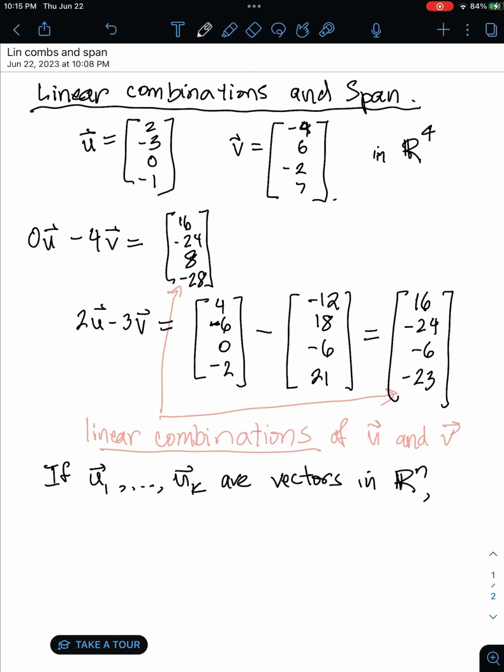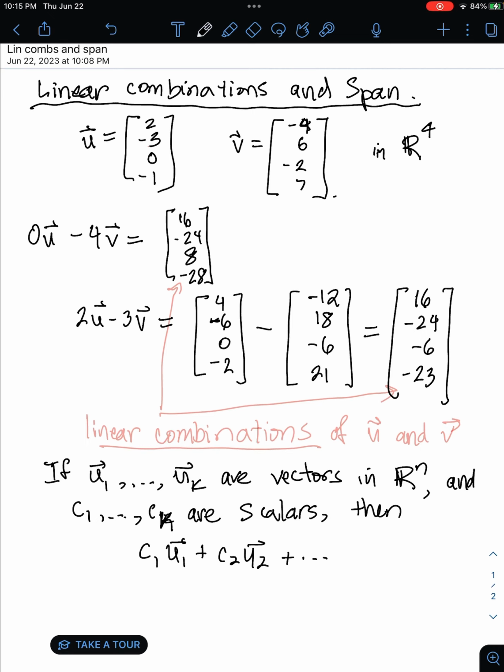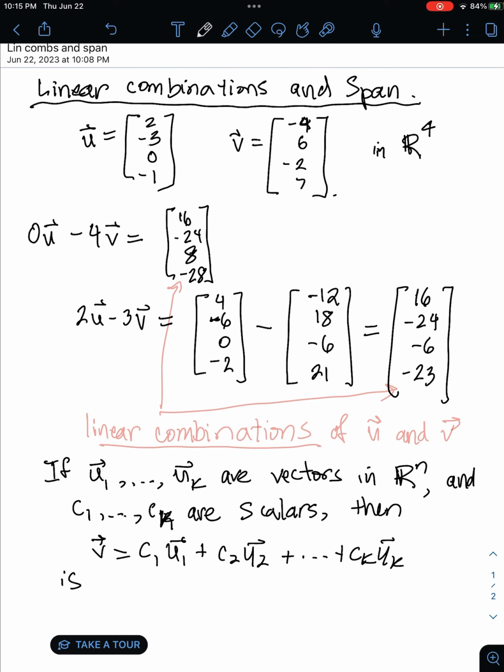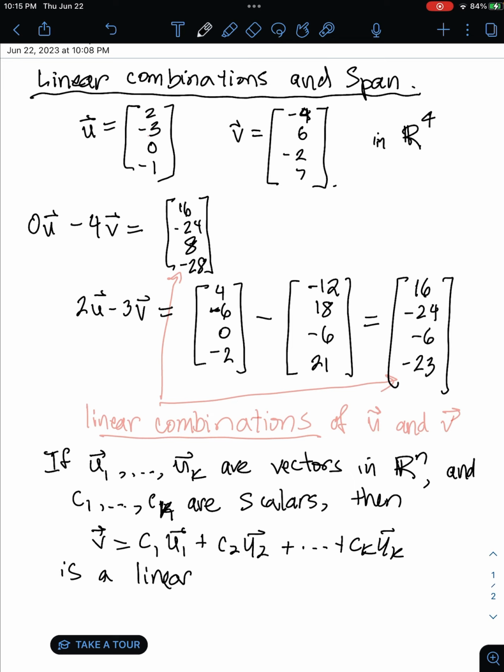So you have k of these vectors, and c1 through ck are scalars, then c1u1 plus c2u2 plus dot dot dot plus ckuk is called, so let's call this vector v. So this vector is called a linear combination of u1 through uk.